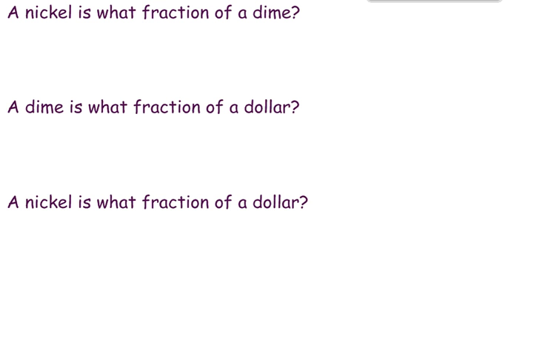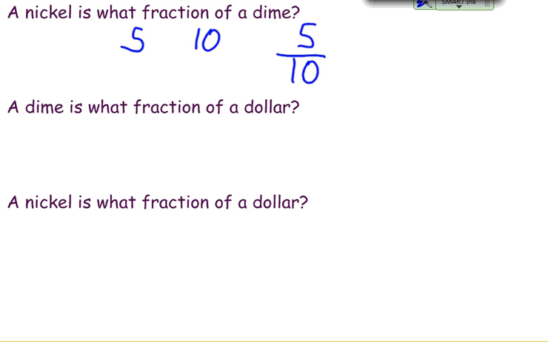Continuing on though. It says a nickel is what fraction of a dime? We understand that a nickel is 5 cents, and we understand that a dime is 10 cents. So that's 5 cents over 10 cents. And as we look at that, we understand that fraction can be reduced to 1/2, because 5 is half of 10. All right, so we got that idea.